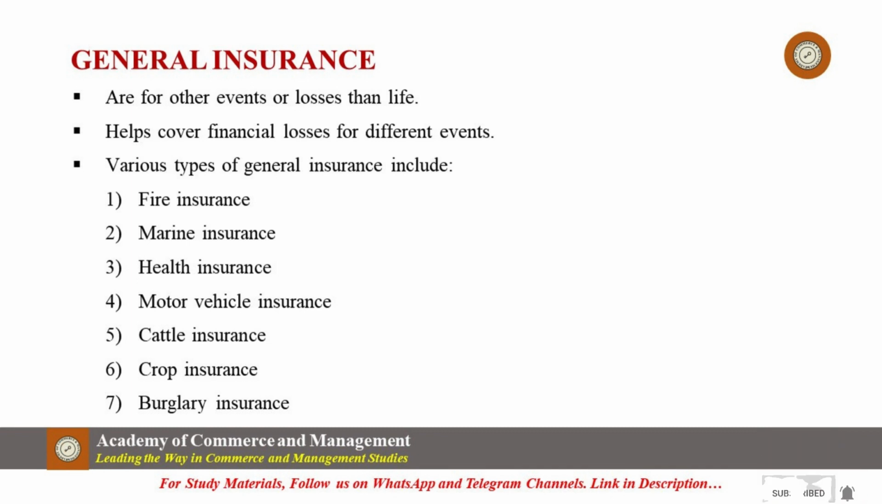Number 6, crop insurance. The farmers can get these types of insurance to protect their income. They can claim the sum if their crops get destroyed due to area floods or droughts. And, number 7, burglary insurance. This insurance recovers damages from stolen goods. The insured may claim the stolen goods price or the damages from the robbery.